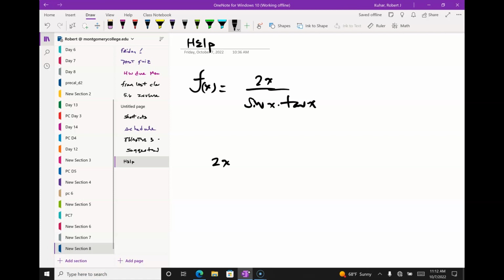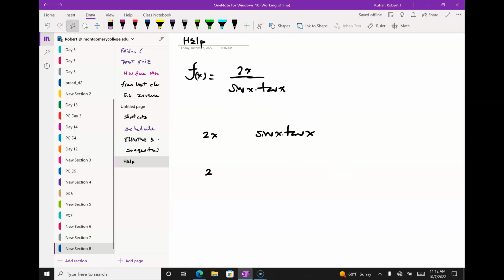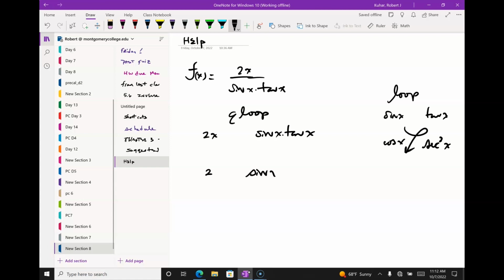First, upstairs function is 2x, derivative is 2. Downstairs function is sine x tan x. And my derivative needs a product rule, right? So I'm going to do another little loop on the side. Sine x, derivative is cos x. Tan x, derivative is secant squared x. So my derivative, back to my quotient loop, I need to put this product loop in. So sine x secant squared x, plus cos x tan x.